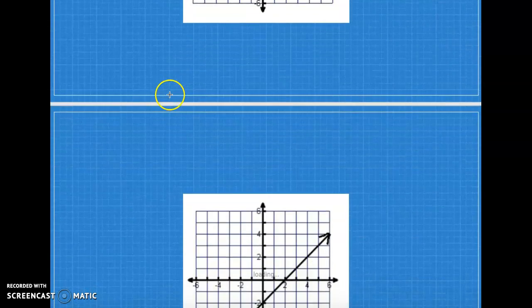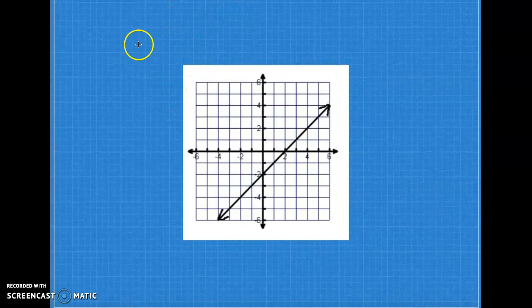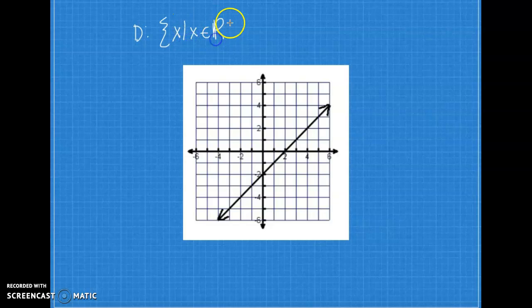All right, let's go ahead and try this one. For the domain for this one, you'll notice that your arrow goes forever to the left and forever to the right, so x such that x is in the real numbers, all real numbers. And then we'll notice as well for this one, it goes forever down and forever up, so your range is actually all real numbers too, which is awesome.